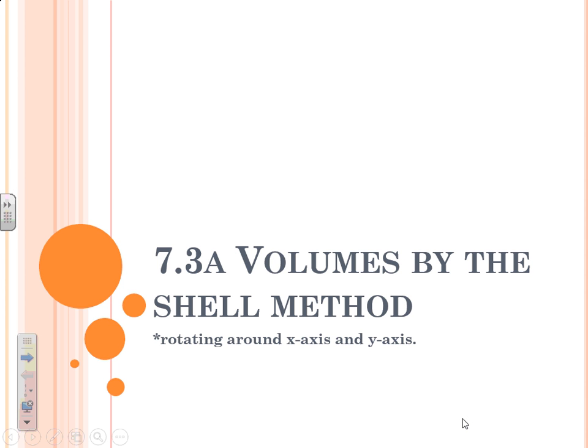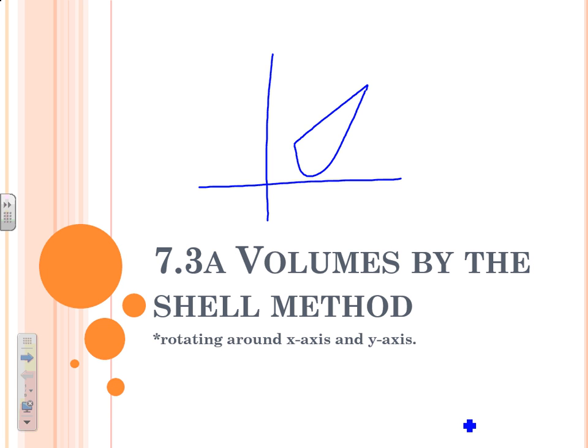So, we are going to learn another method for rotating volumes of revolution. Why? Let me give you an example. Here I have this figure right here. I have a parabola and a line intersecting.